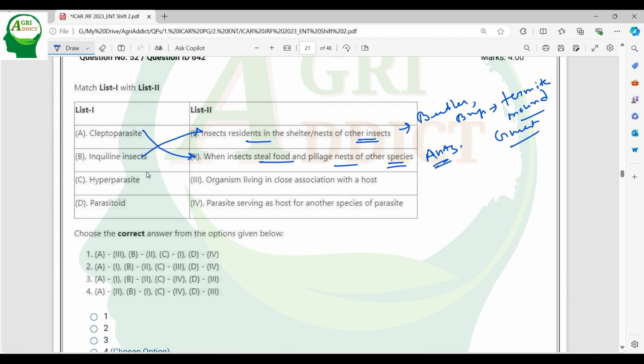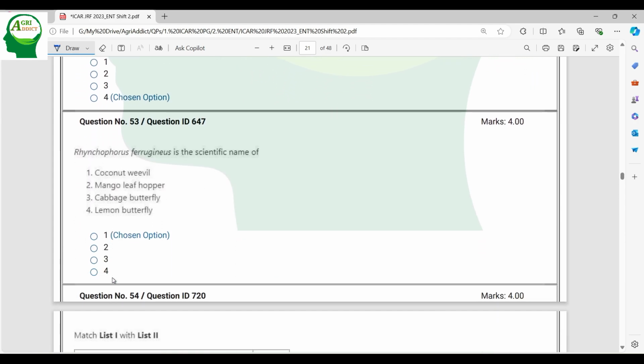Hyperparasite. So what is the hyperparasite, sir? A parasite serving as host for another species of parasite. You know that. And parasitoids are organisms living in close association with a host. So here 4 is the right answer. Rhynchophorus ferrugineus is the scientific name of the red palm weevil of coconut.